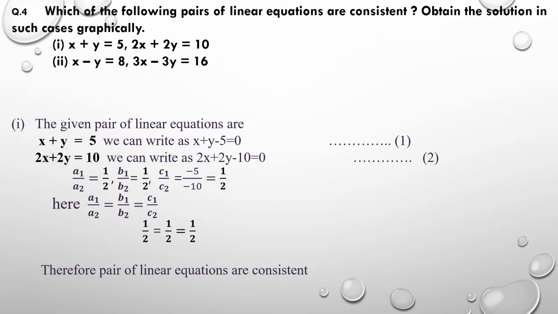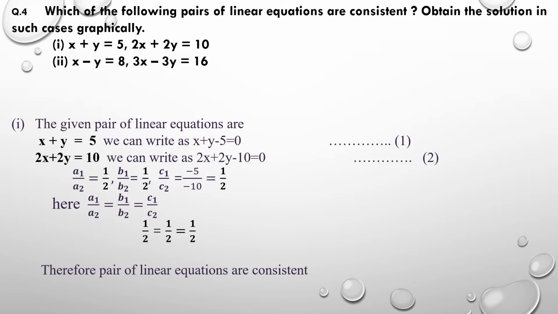Which of the following pairs of linear equations are consistent? Obtain the solution in such cases graphically. In this case, we need to find whether the given pair of equations is consistent. If so, we will draw the graph for these linear equations, and if the pair of linear equations is inconsistent, we will not draw the graph for it.